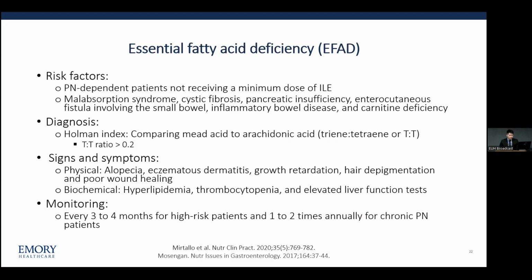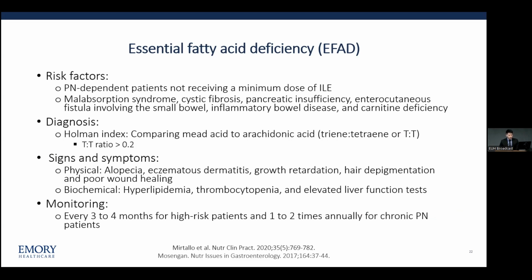As mentioned earlier, essential fatty acids play a critical role in preventing essential fatty acid deficiency. The risk factors include PN-dependent patients who do not receive a minimum dose of IOE, as well as high-risk patients that have impaired digestion, absorption, or metabolism, such as patients having malabsorption syndrome, cystic fibrosis, pancreatic insufficiency, enterocutaneous fistula involving the small bowel, inflammatory bowel disease, and carnitine deficiency.